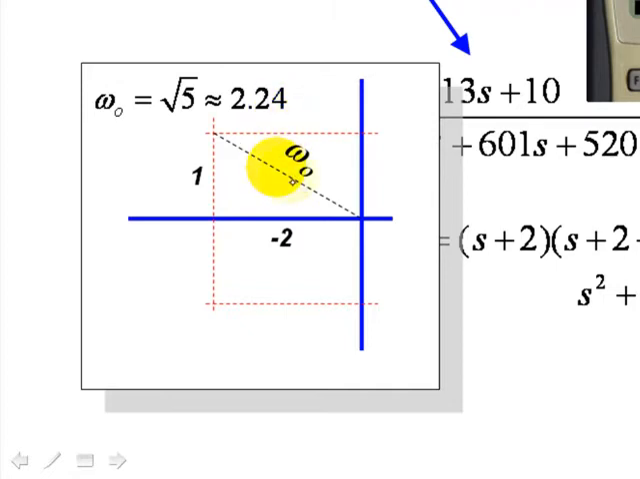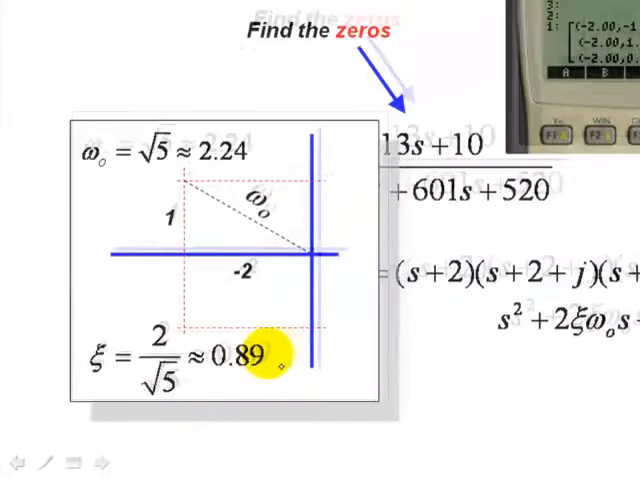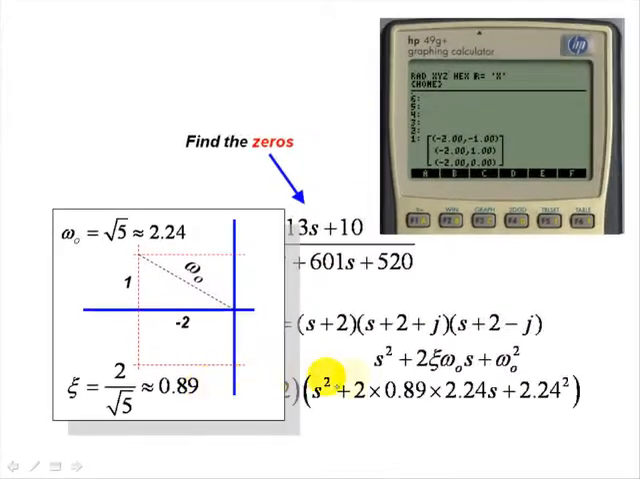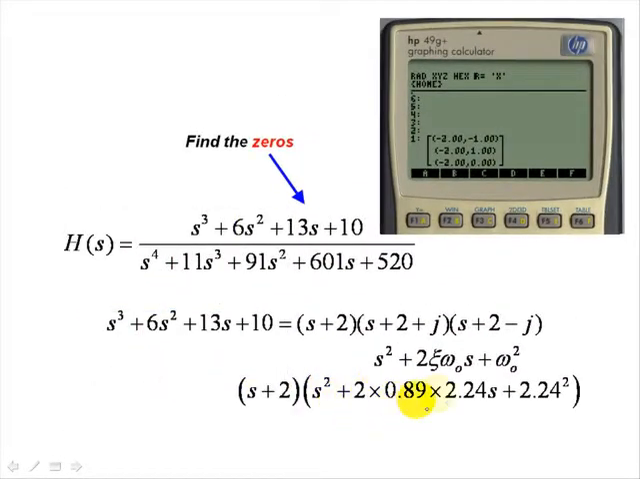Now, who is Z? The cosine of this angle, the angle between this distance line and the negative real axis. Z, the damping factor, is 2 over omega naught, 0.89. The numerator would look like this now.